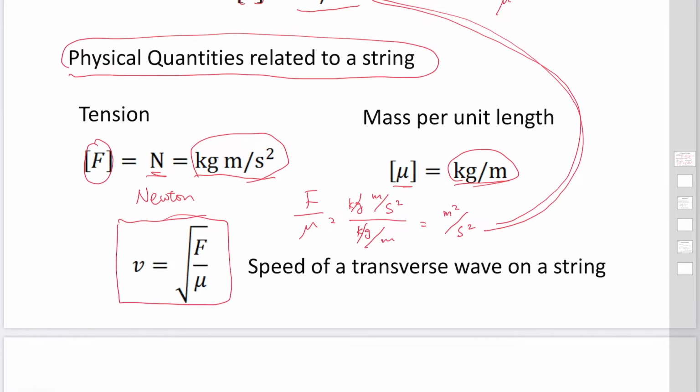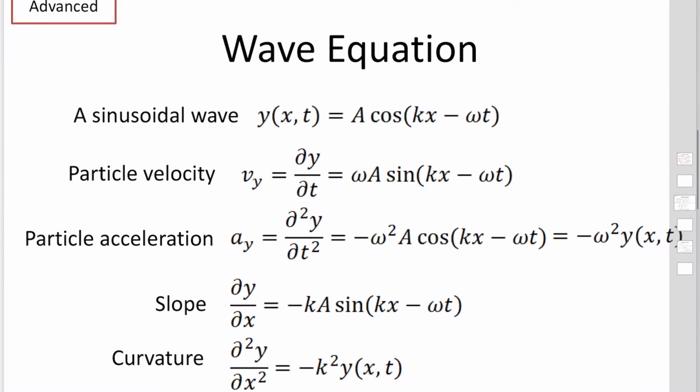By just considering the dimension of each physical quantity, we could derive another physical quantity. So in this case, V is expressed as a function of the tension force and the mass per unit length. This is how the speed of the waves can be obtained by dimensional analysis. Then we'd like to move to the next topic, the wave equation.